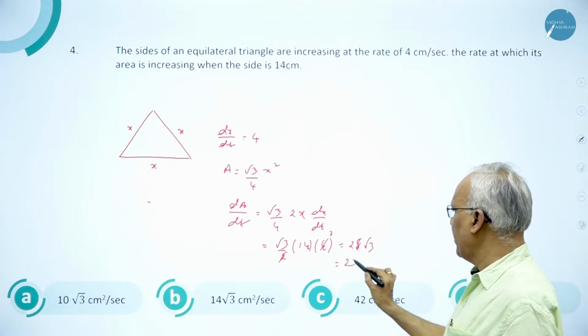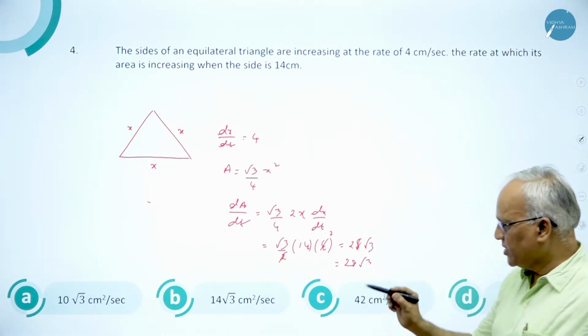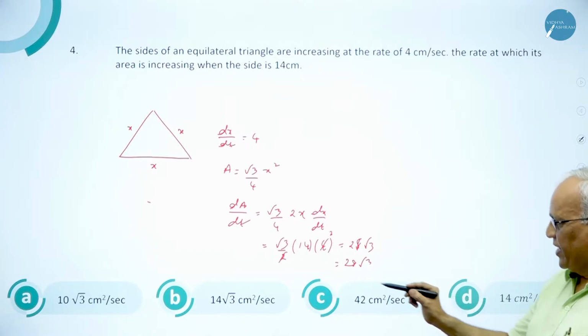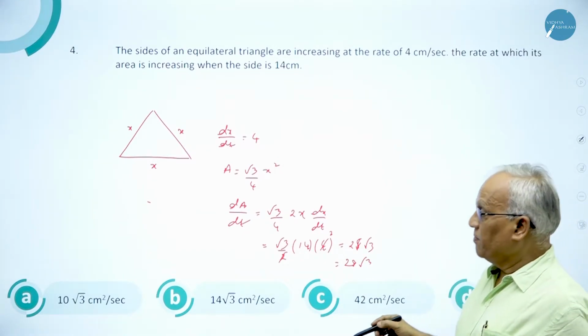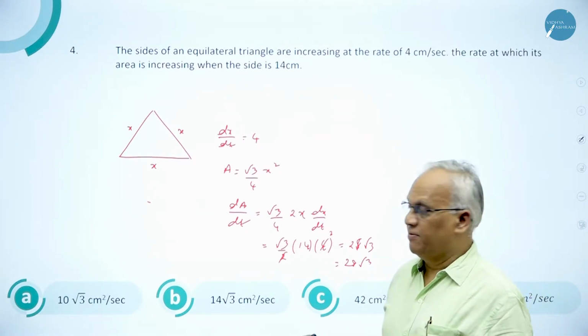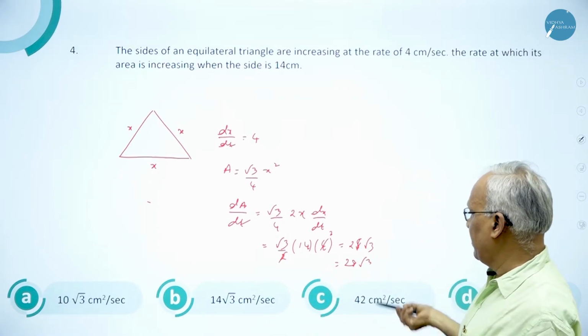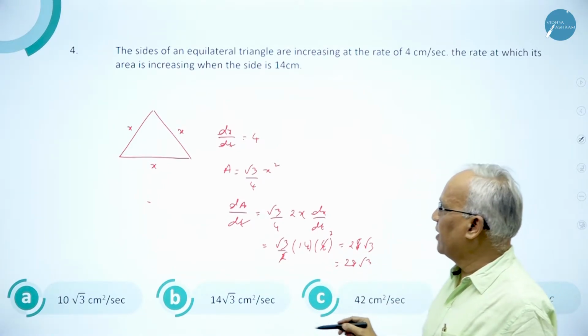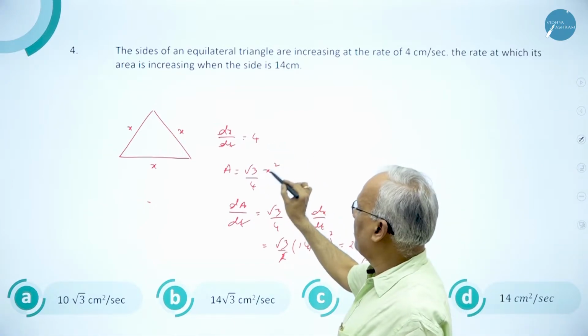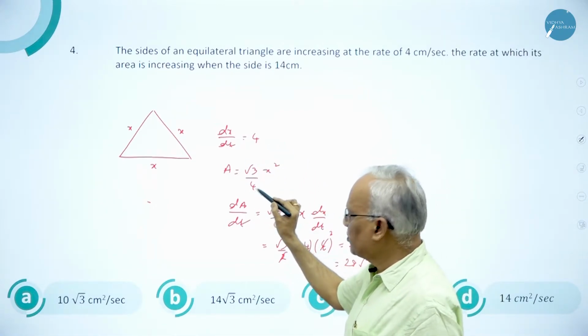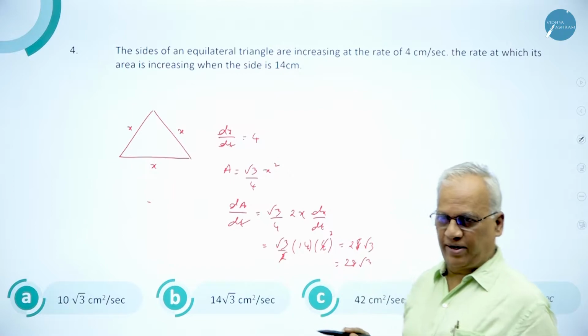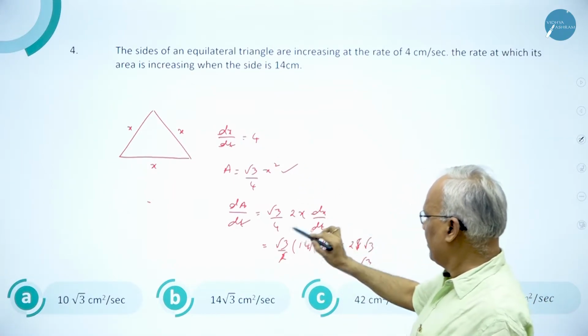So, it is 28 root 3, but see the choices, you don't find 28 root 3. You may lose confidence when you see the choices, none of them is 28 root 3. Then you may say the formula may be wrong, you may change it to root 3 by 2, all that. So, be confident of your formula. This is perfect, everything is right.